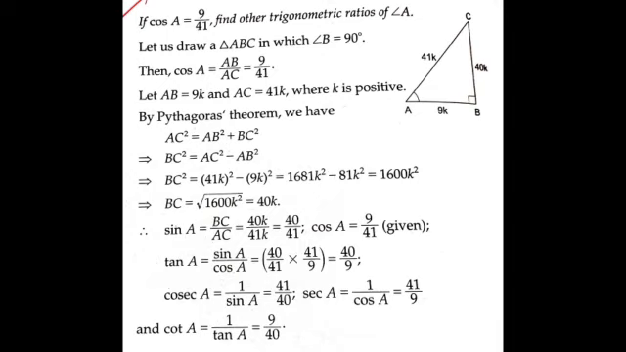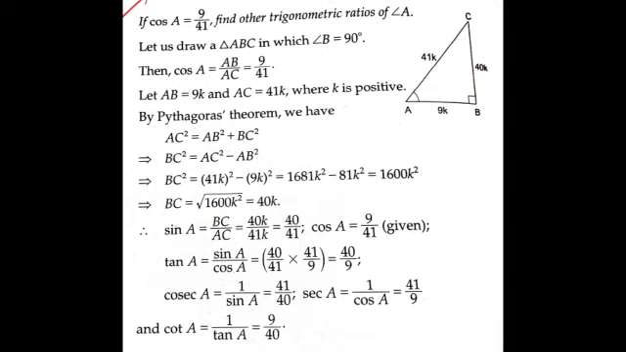Now using the Pythagoras theorem in triangle ABC, we can write square of hypotenuse, it is equal to sum of square of the other two sides, that is AC square, it is equal to AB square plus BC square. And we were supposed to find what? BC, that is perpendicular. So BC square, it is equal to AC square minus AB square. Using the value, we have 41K square minus 9K square, which results as 1600K square. Therefore BC is equal to root under 1600K square, which is equal to 40K.